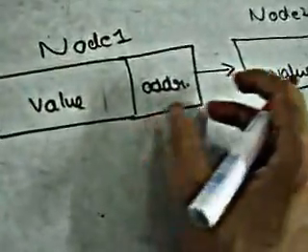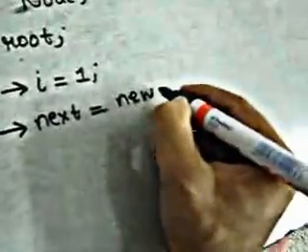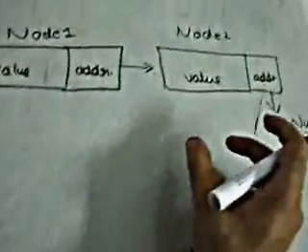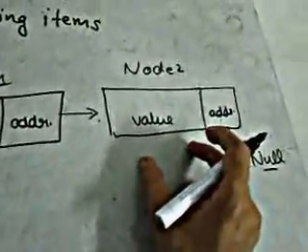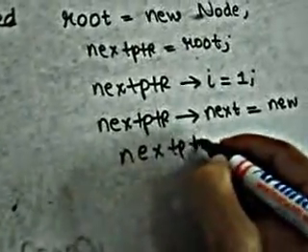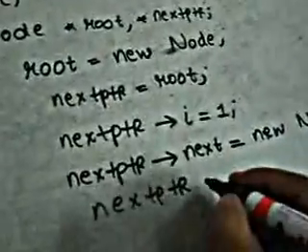Now I have to put the address for the next node. So what I have to do is next ptr next equal to new node. Now this will reserve another space in the memory for node 2, and its address will be in this part of node 1. Okay, now I have to update the value of next ptr so that it can put the value in this node 2.